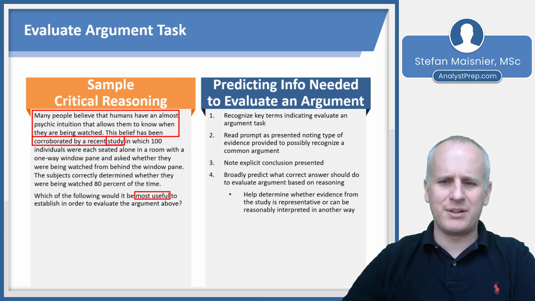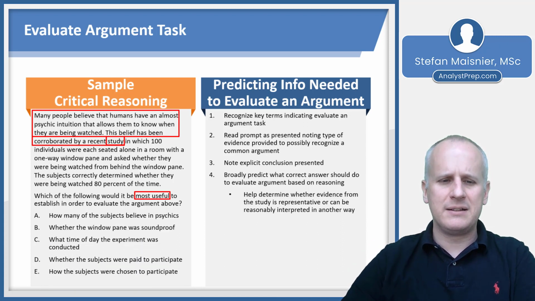Then we've got to broadly predict what the correct answer should do based on the reasoning. And in this case, it's to help determine whether the evidence from the study is representative or can be reasonably interpreted in some other way. So we're basically looking at a hybrid of evidence and representation.